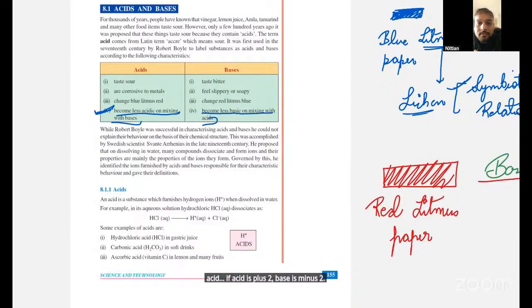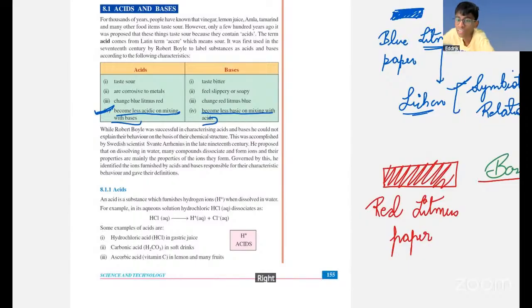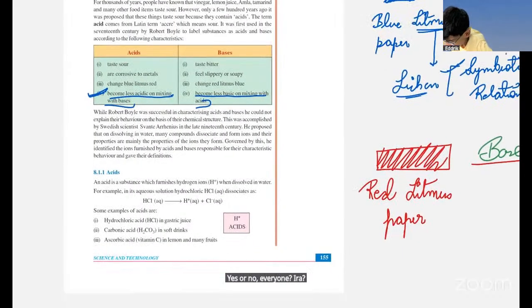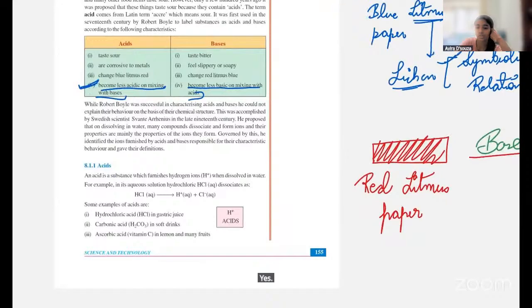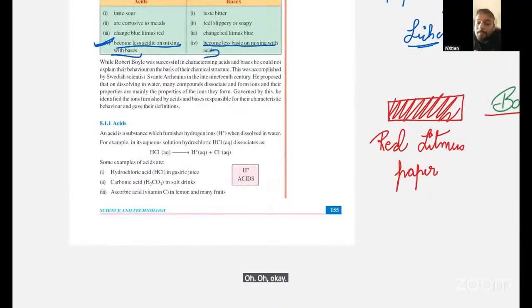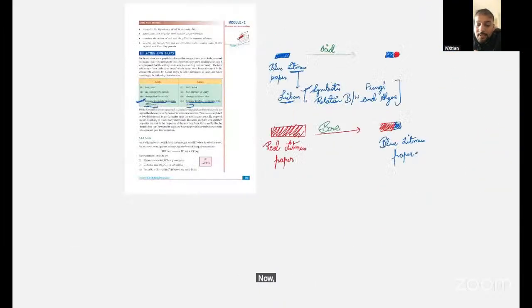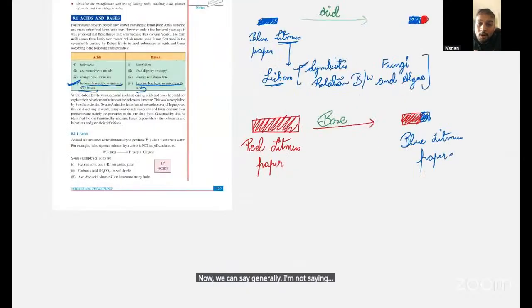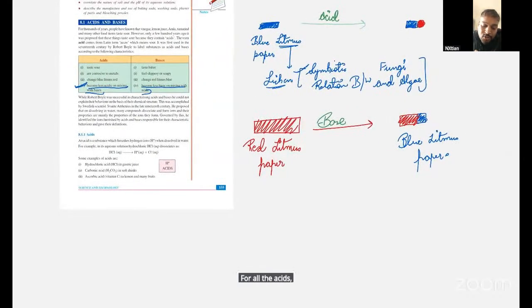Did you understand, guys? Yes or no, everyone? Yes, sir. Okay. Now, we can say generally. I'm not saying for all the acids, I'm saying generally.